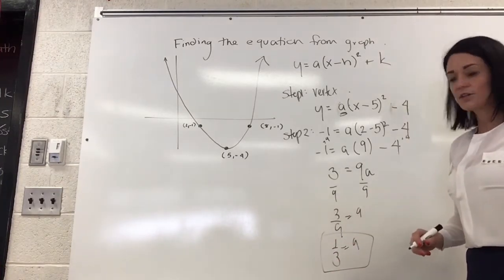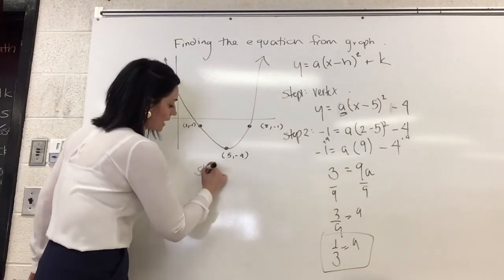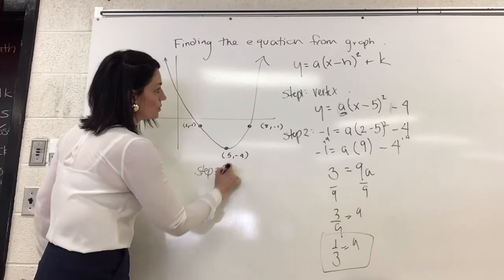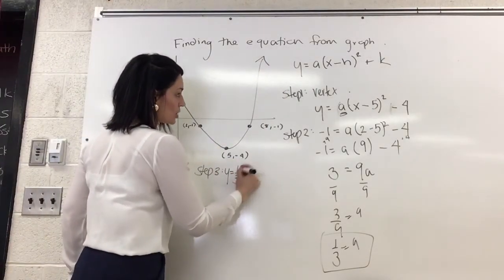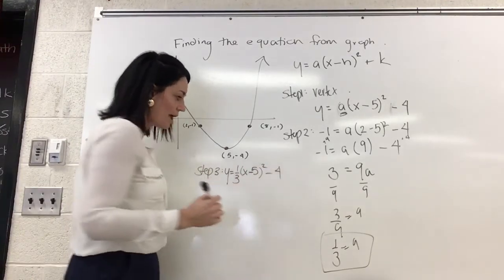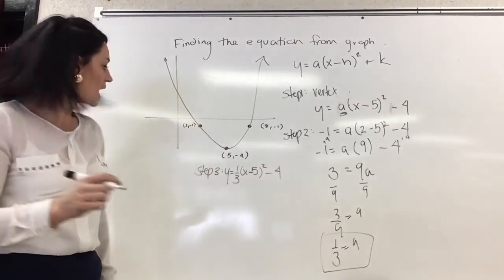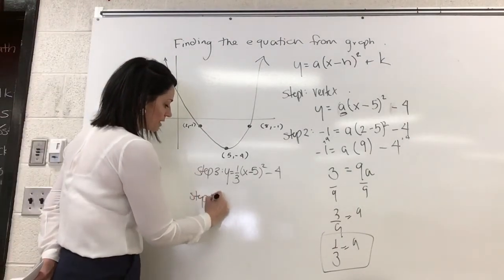Okay? Then your next step, I'm going to go ahead and finish this question over here. So your next step is to plug it all back in to this equation. So y = 1/3(x - 5)^2 - 4, now we know that a is a third. And if I were you, I would take the time to check that I had done this right. So for me, step 4 would be to check.